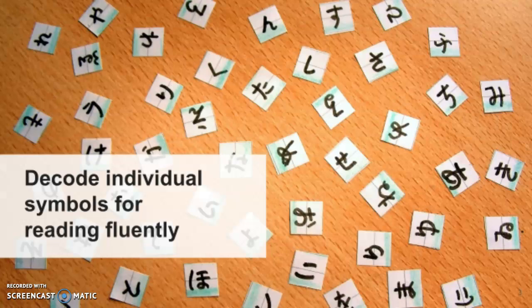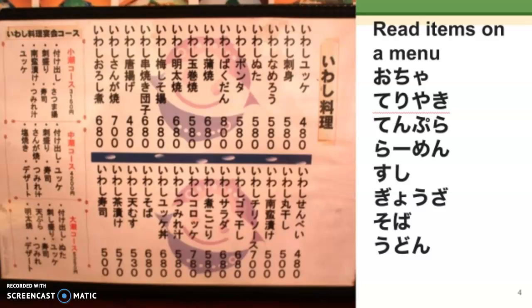So now I'm going to just give a little information about the nature of it. I need for students to first be able to decode symbols in order to read fluently. So here are our individual symbols, which represent sounds, and students in Japanese need to associate a sound with each of these symbols in order to be able to decode and then read fluently. The types of things that I am aiming for them to be able to do are to read items on a menu, or in other words, words, just at the word level, at the beginning level.